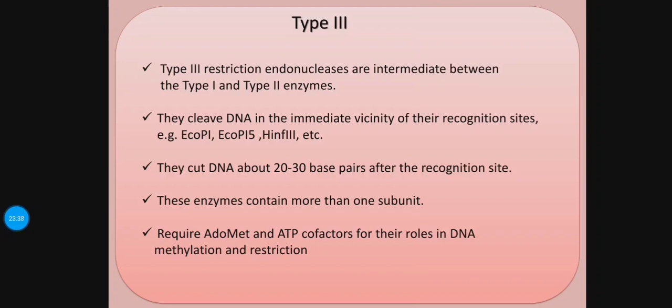And this enzyme is a multi-subunit enzyme, having more than one subunit, and this enzyme requires S-adenosylmethionine and ATP as cofactors for their role in DNA methylation and restriction.